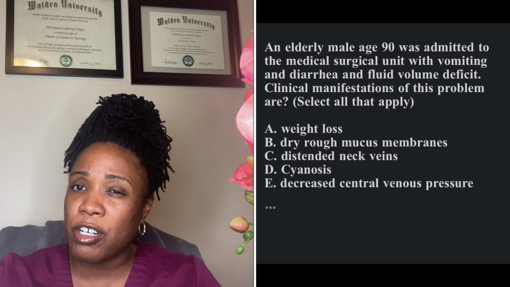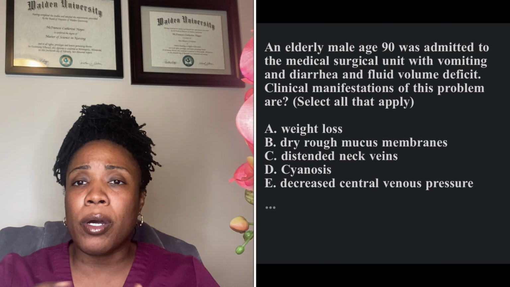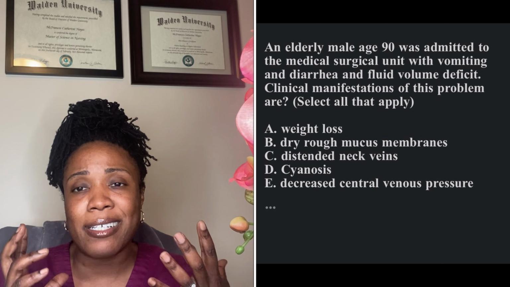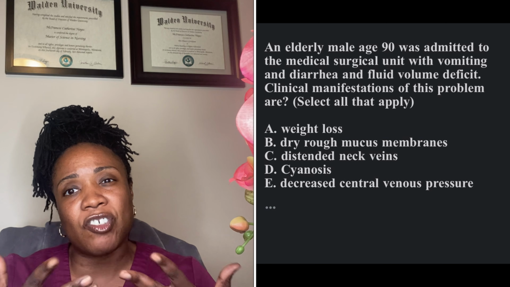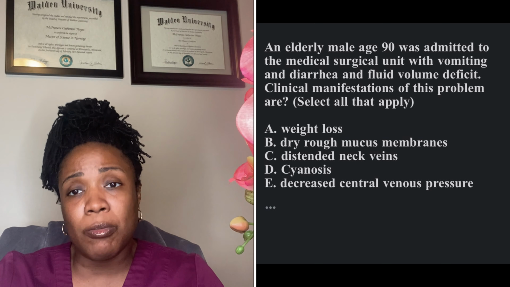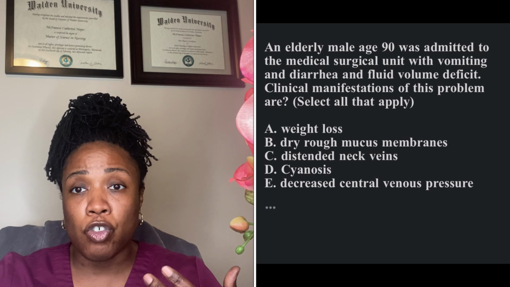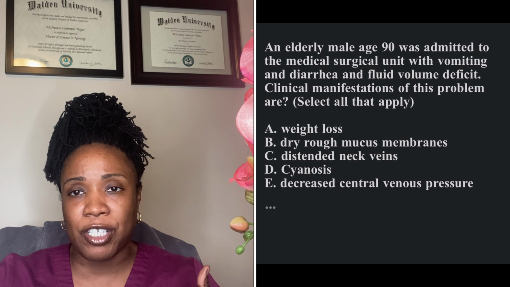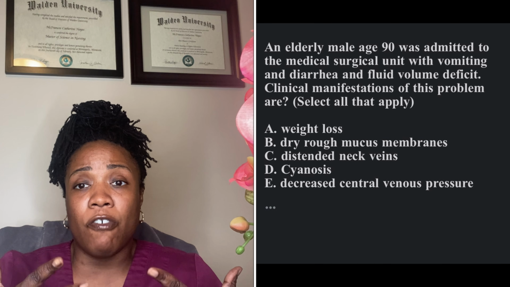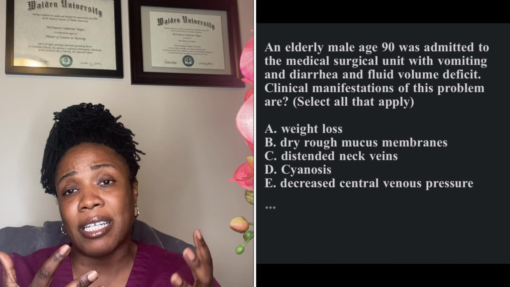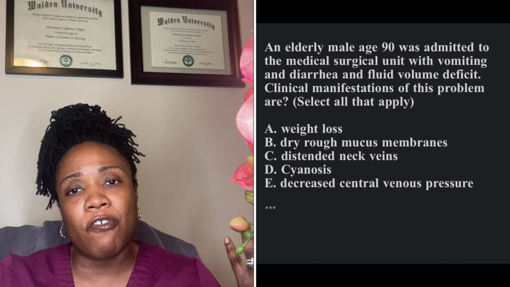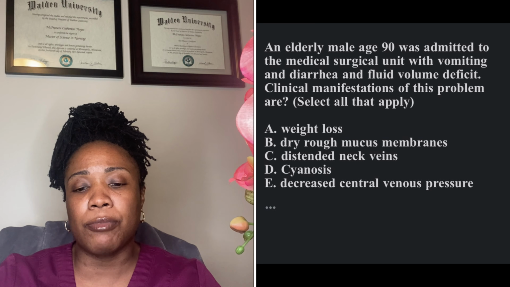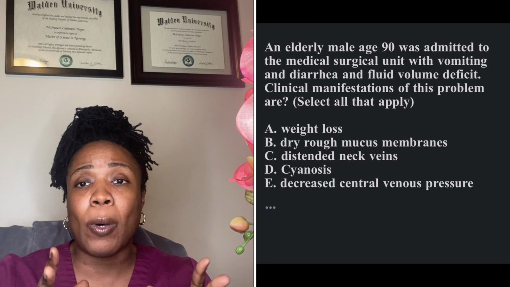You should already know that fluid volume deficit means your patient is at risk for dehydration. So once you understand that from the question, you want to do a process of elimination. What out of these answer choices look like dehydration to me if a patient came in and they had fluid volume deficit? Weight loss, dry, rough mucous membranes, decreased central venous pressure. You're not going to have enough fluid volume coming back into circulation if we're losing fluid volume by having diarrhea as well as vomiting. Okay, so I hope this helped.